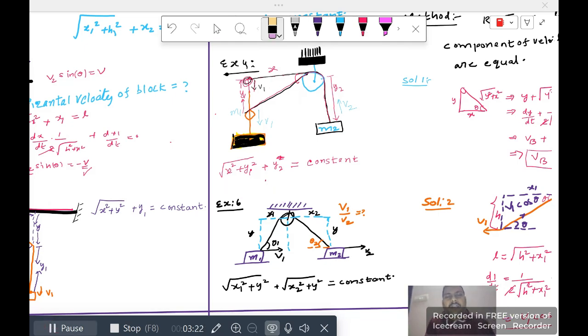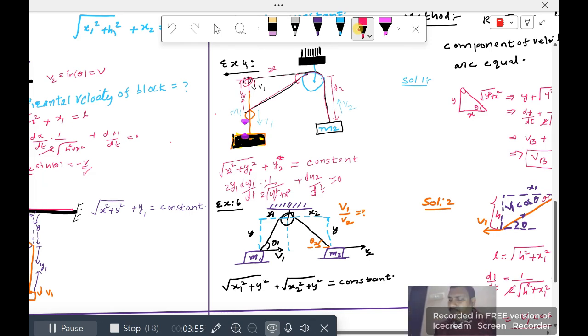I am differentiating here y1. So therefore, 2y1 into dy1 by dt into 1 by 2 root y1 square plus x square is constant, plus dy2 by dt is equal to 0. That means it is clear. So dy1 by dt is velocity v1.